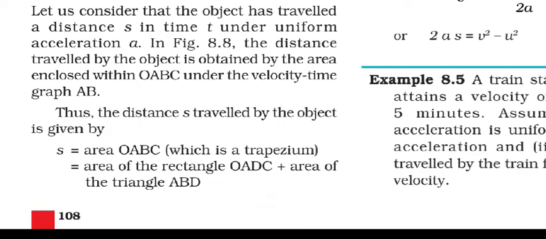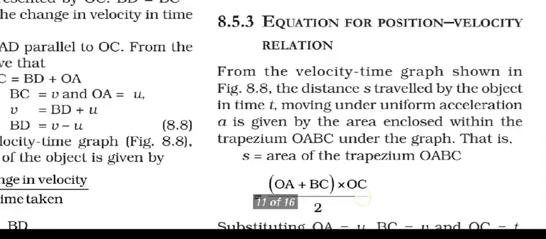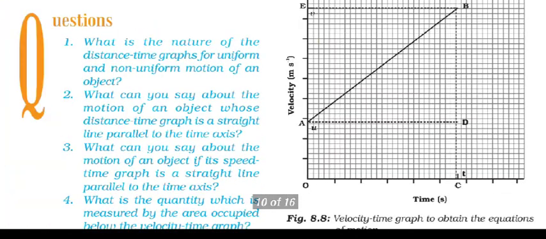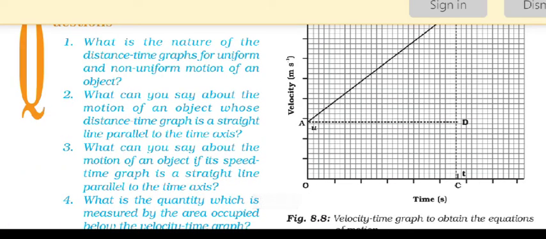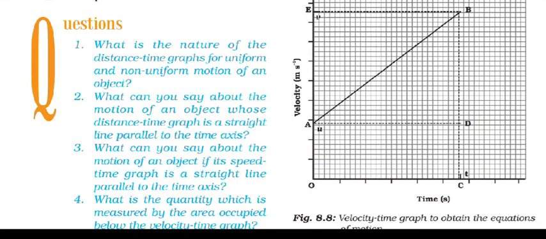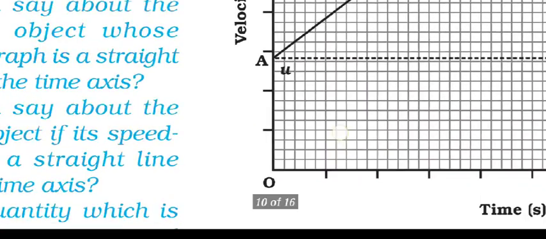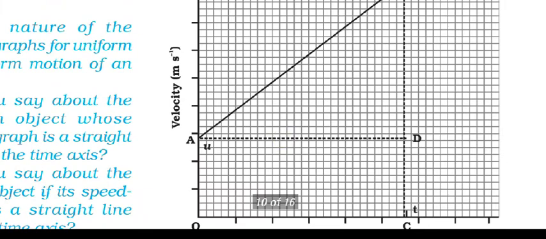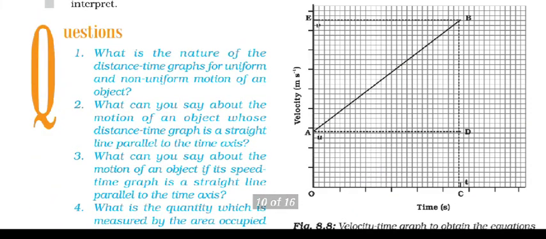Okay, so we will move to the next, and for doing this we find out the area of the trapezium here. You can see that this trapezium is built up of two things: one is a rectangle and the other is a triangle. The rectangle is OADC and the triangle is ABD. While finding the areas of both of these, we will see how the equation comes out.